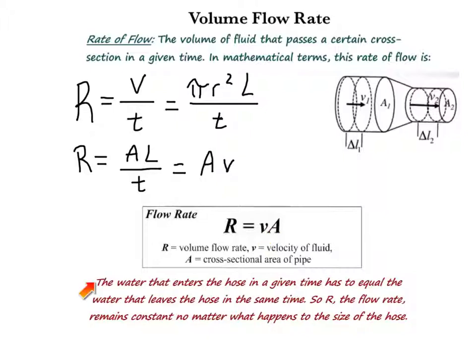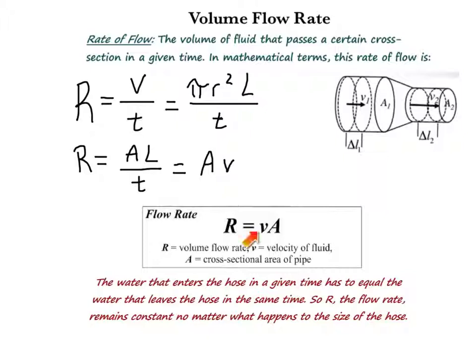Now the water that enters the hose at any given time has to equal the water that leaves the hose in the same amount of time. Which makes sense, right? We can't push more water in than we get out, right? And we can't get more water out of a pipe than what we push in. So the flow rate has to remain constant no matter what happens to the size of the hose. So even in this constriction here, the flow rate has to remain constant in both sides.